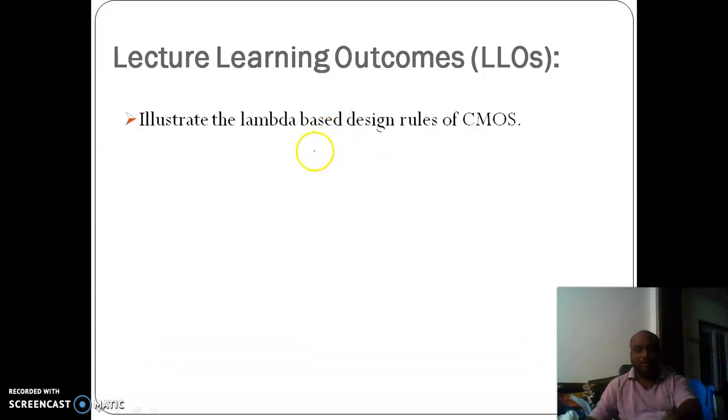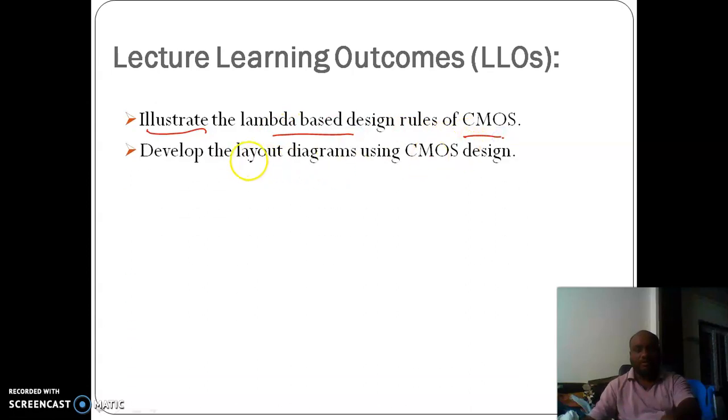After completion of this lecture, you will be able to illustrate the lambda based design rules of CMOS, and you will be able to develop the layout diagrams using CMOS design.